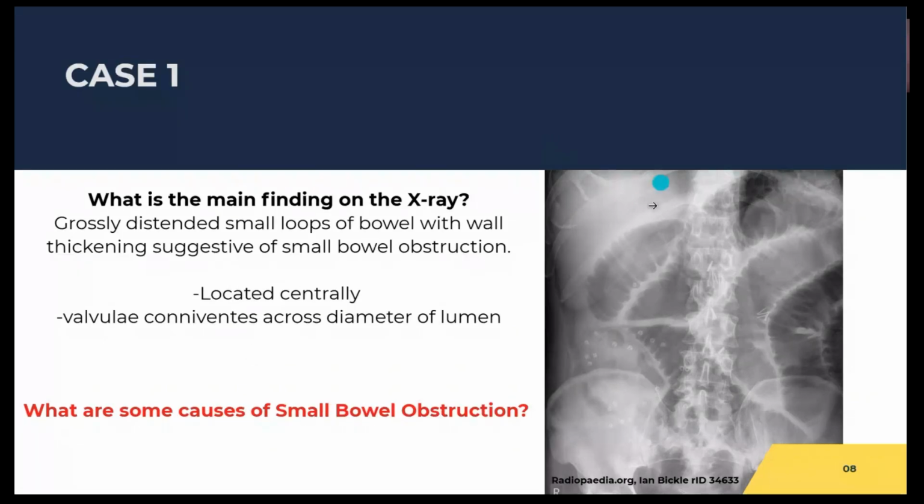So, first of all, what stands out, as someone's mentioned before, is the multiple dilated loops of small bowel, which are arranged centrally. So the key feature confirming a small bowel is the presence of valvulae conniventes, which are the mucosal folds that traverse the full width of the small bowel lumen, which become more prominent and spaced closer together. So, what are some causes of small bowel obstruction, just to test your knowledge?